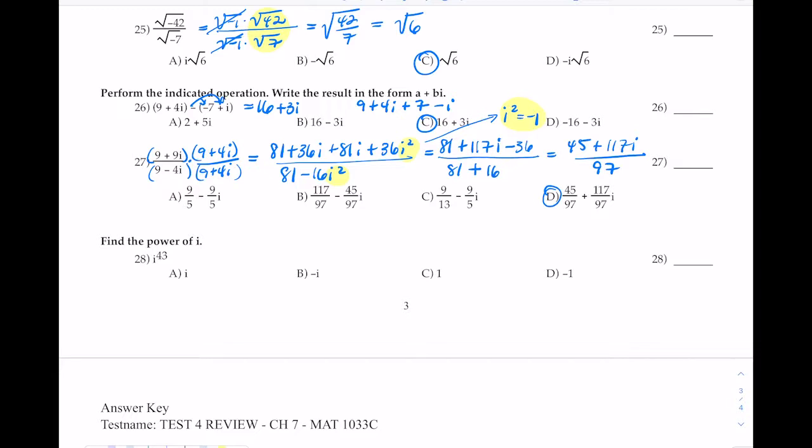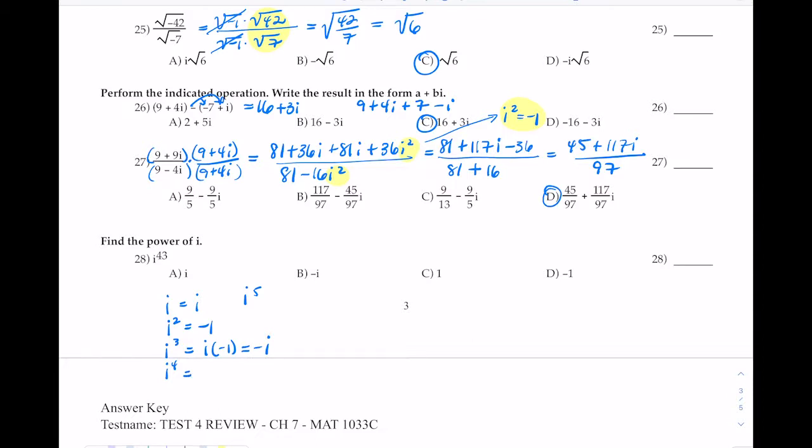Okay, in 28, you're asked to find i to the 43rd. So there's a pattern, and again, if you watch the video for 7.7, you'll learn what it is. Basically, it talks about how i is just i. It's the square root of negative 1, right? And i squared, we know, is negative 1. i to the third is made up of i times i squared, which is negative i.